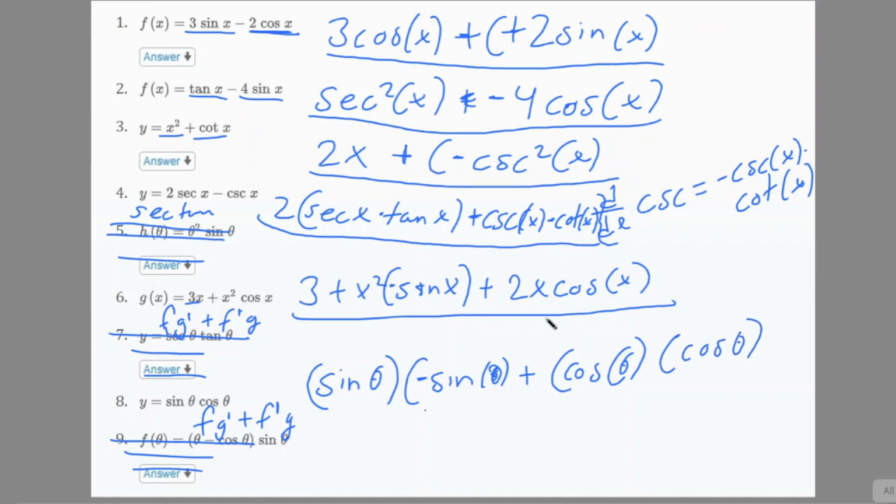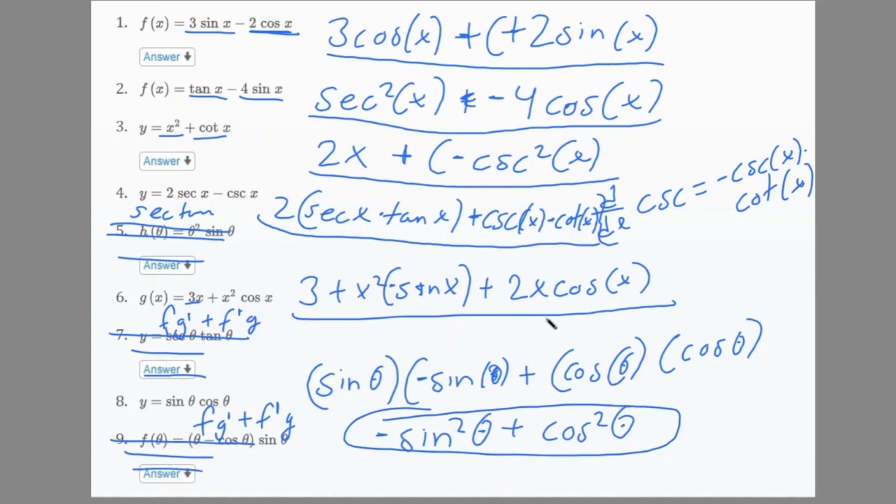So if we just write it out, it would basically just be negative sine squared theta plus cosine squared theta, because they're both multiplying by each other. And that would be your final answer for number 8.